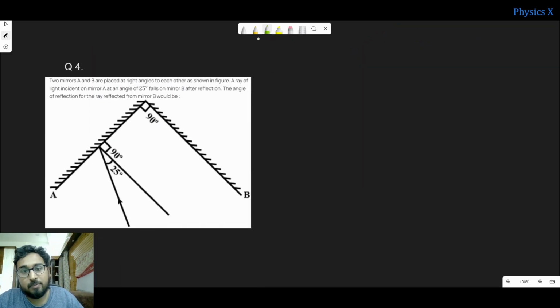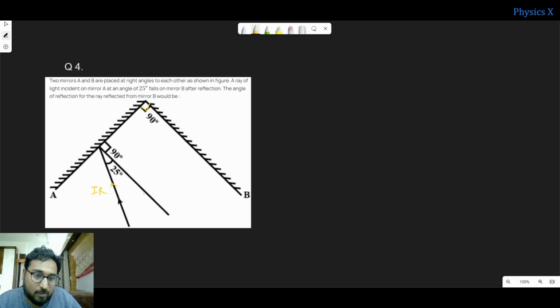Let us see this question. He's asking: two mirrors A and B are placed at 90 degrees to each other, as shown in the figure. A ray of light is incident on mirror A at an angle of 25 degrees. So this is your angle of incidence, and this is your incident ray.